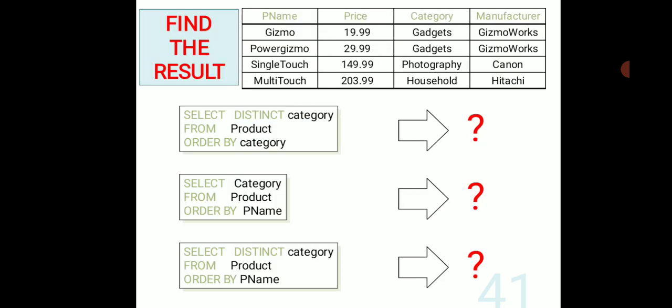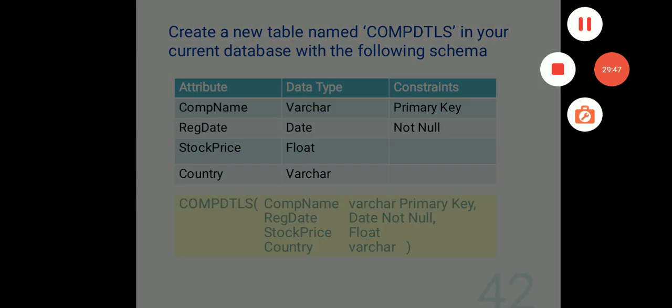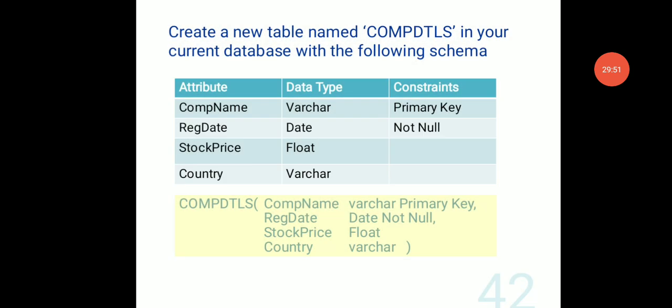So this is an example for creating a table with some constraints. Here they are giving the constraints primary key and not null. They are giving two constraints. So company name acts as a primary key, it will be unique. If you try to add duplicates, it will show an error. You cannot add duplicates in this company name, right?